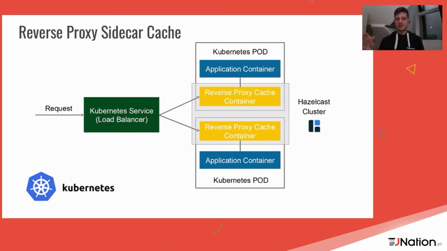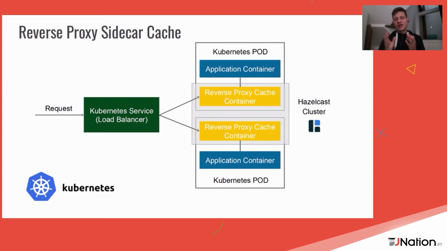Request goes to the Kubernetes service, which load balances the traffic to one of the Kubernetes pods. However, now it's not the application container that receives the request, but a reverse proxy cache container, which intercepts the request, and only if the value is not found in the cache, it forwards it to the application container. If the value is found in the cache, just return the result. So again, application is not aware that it's cached.